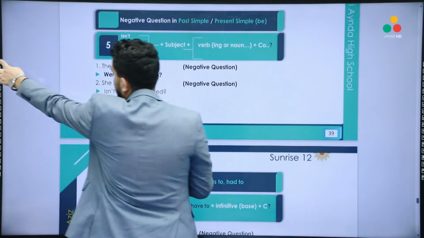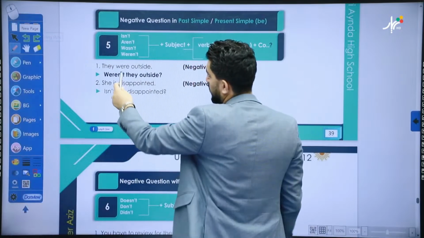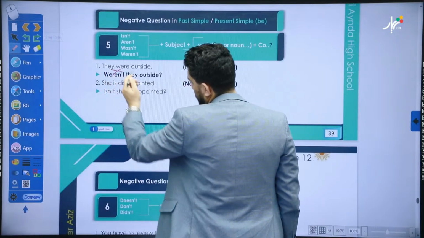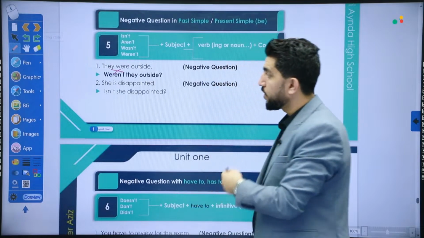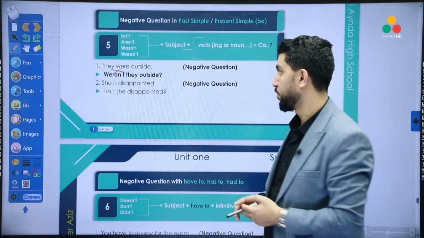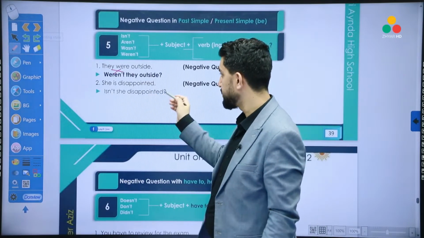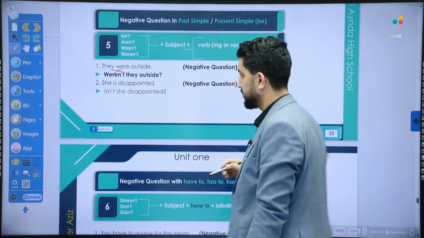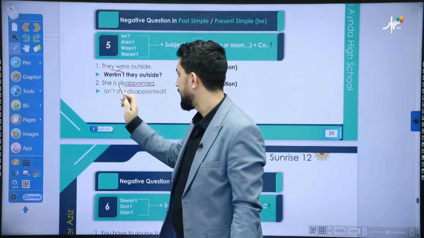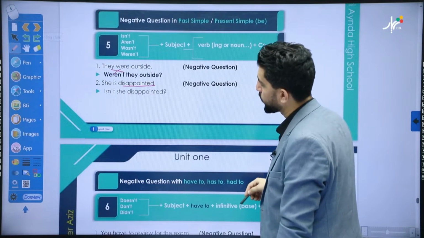All right, then remember this. We say, very good. We change this one. We say they were. We change it to weren't they, since it's negative. Weren't they? She's disappointed, isn't she? Disappointed, isn't she? Be careful. This one is an adjective. This one is an ed adjective. Okay, very good.